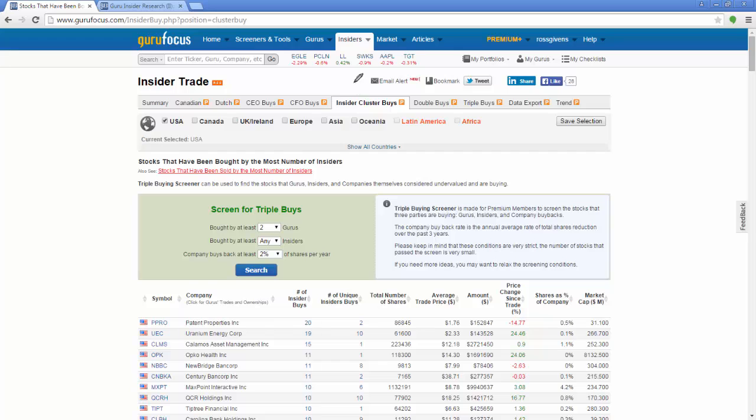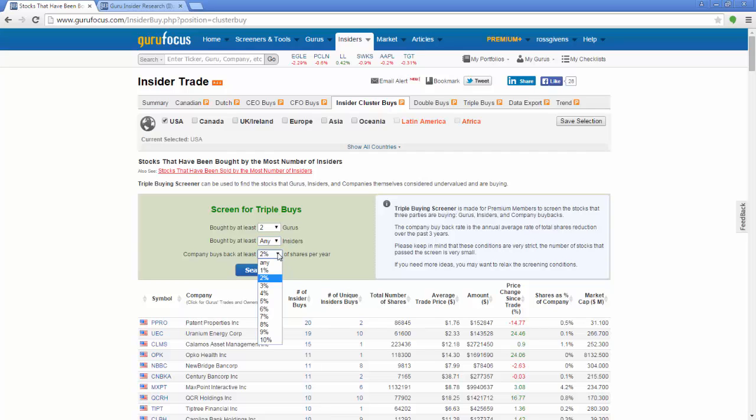On the insider cluster buys tab, though, you can fine-tune your search criteria a little bit. You can choose the number of gurus, at least one guru or at least 10 gurus. You can decide how many people buying that stock you need to see to get interested. You can do the same thing with the insiders. Is it enough for you if maybe one VP in their satellite office is buying, or do you need to see 5, 6, 7 people in that company picking up shares in their own account?